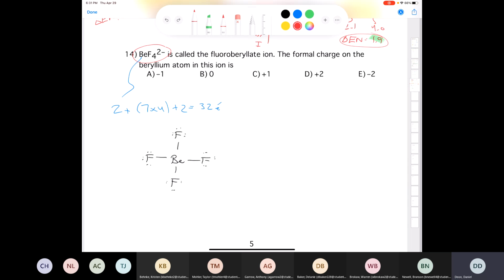Now when we calculate the formal charge of the beryllium, we have 2 valence electrons, subtract 4 sticks and 0 dots, which gives us -2. And so that is the charge on the beryllium. Here is a 2- charge.